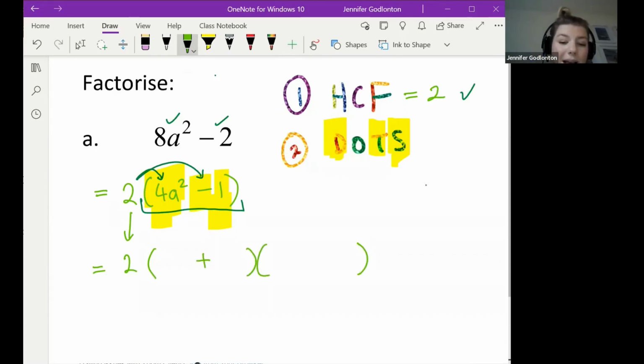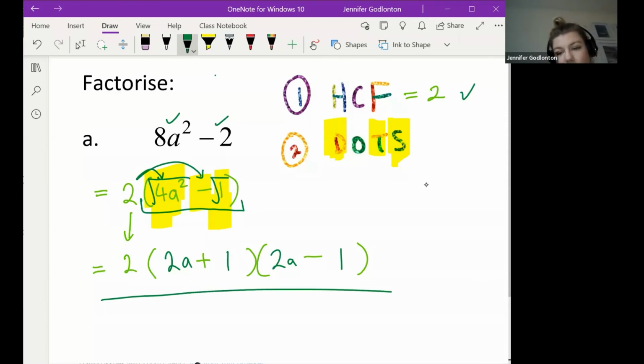So I'm going to have a plus and a minus. I'm going to square root my first term and I'm going to get 2a, 2a. I'm going to square root my second term and I'm going to get 1 and 1. And that would be my final answer. For a question like this, you would get 2 marks: 1 for taking out the highest common factor, and 1 for doing the difference of 2 squares.